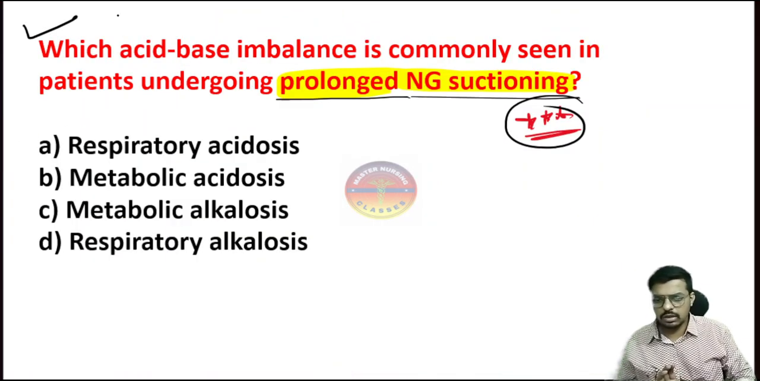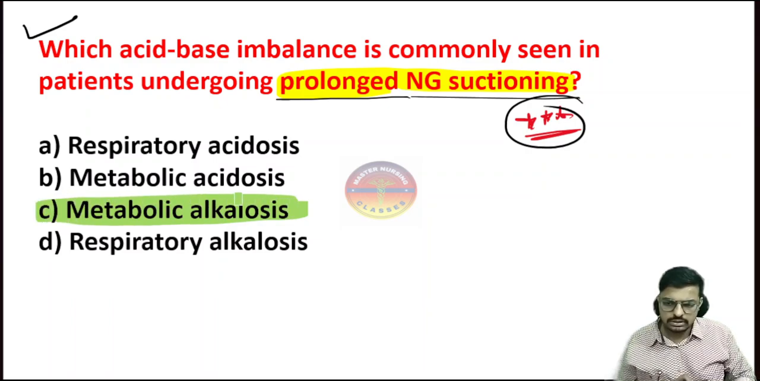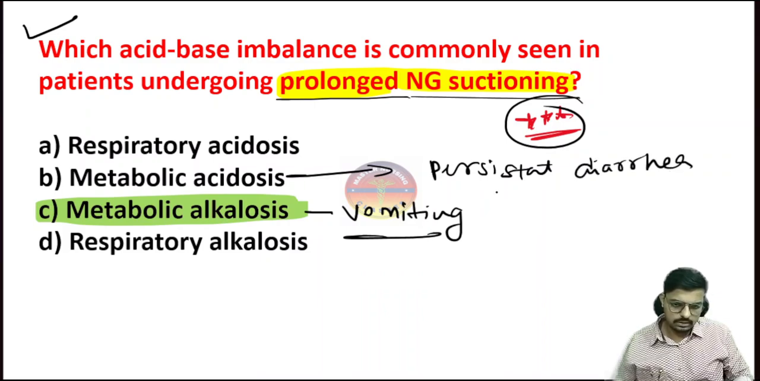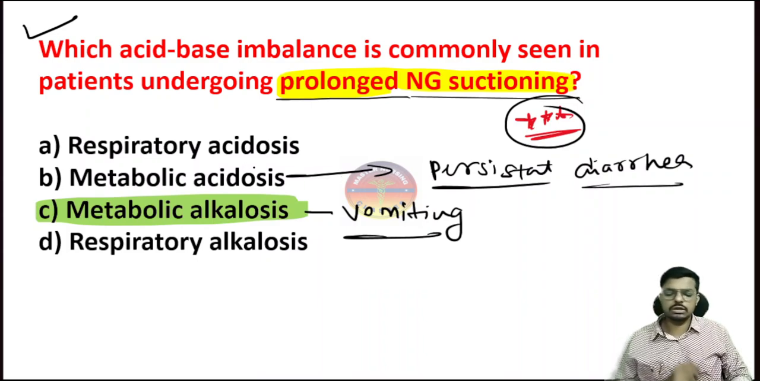Okay. So here, with prolonged NG tube suctioning, because of the loss of the HCl and the acidic content, there is a chance of metabolic alkalosis. So it will be seen, very importantly, in the patient with prolonged NG tube suctioning and prolonged vomiting. The metabolic acidosis will be seen in persistent diarrhea. The most important questions.